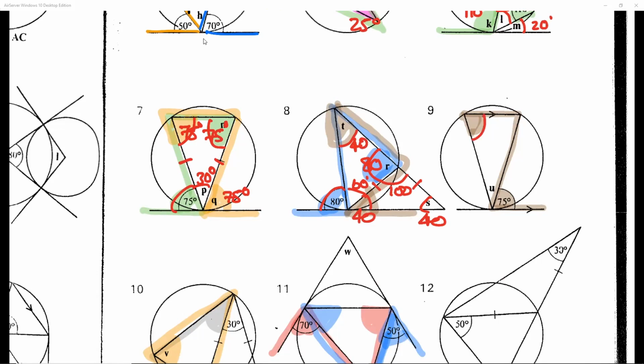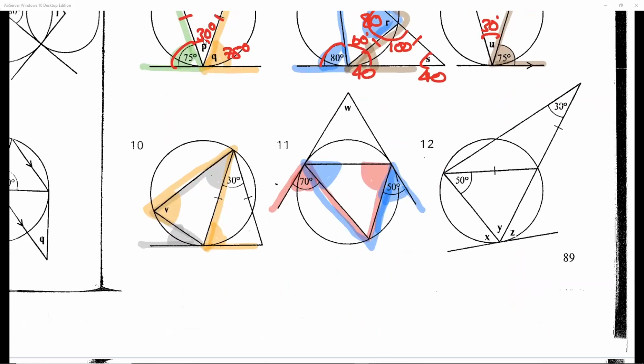75, this one's going to be 75. This is also 75 because it's a Z angle as well. 75, 75 is 150. 30. This is 30. This is base angles of isosceles triangle. That will be 75, 75. And then this orange one is equal to this orange one. Done. This red one is equal to this red one.